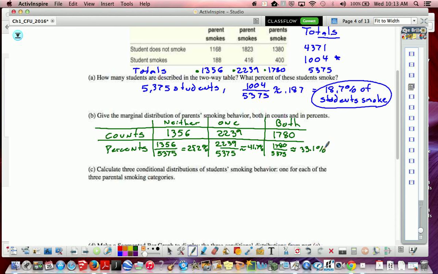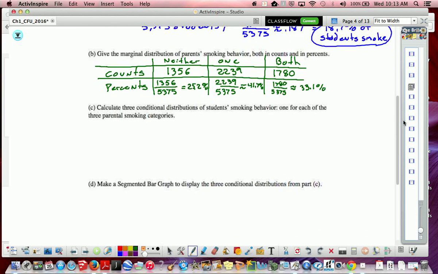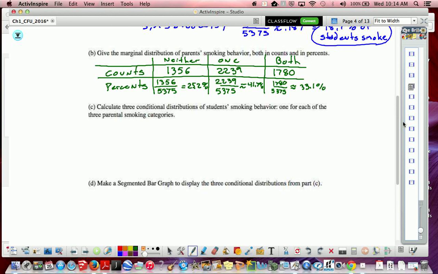One of the things I do is I check, do those add up to 100%? Knowing that you could have a round off error and it could add up to 99.9 or 100.1, that will be okay if you're rounding. That's a great check just to make sure I've done my math right. So I got my marginal distribution.